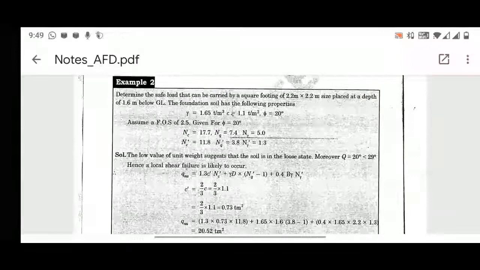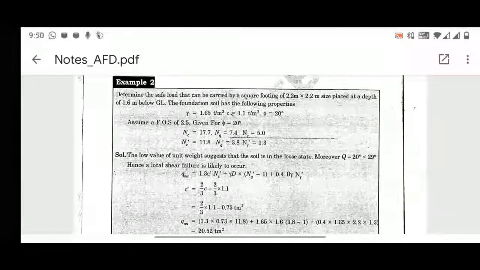Now, the low value of unit weight suggests that the soil is in a loose state. You can also judge the type of failure by judging gamma, that is, the unit weight. Here they are saying that the unit weight is lower, that's why they are considering it as a local shear failure case. And moreover, you can judge from this also: the angle of internal friction value is lesser than 29 degrees, which means it is a local shear failure case.